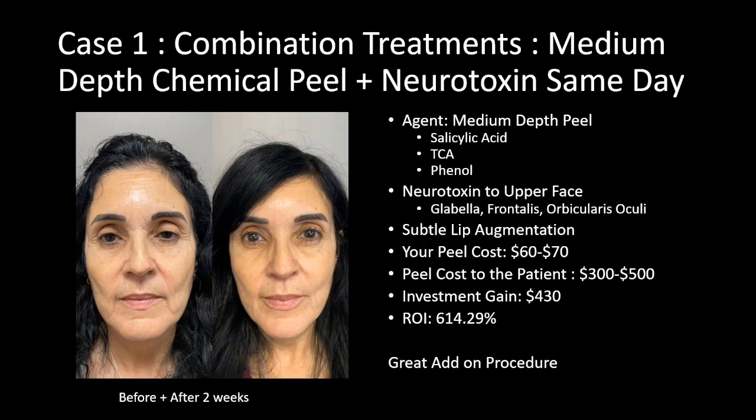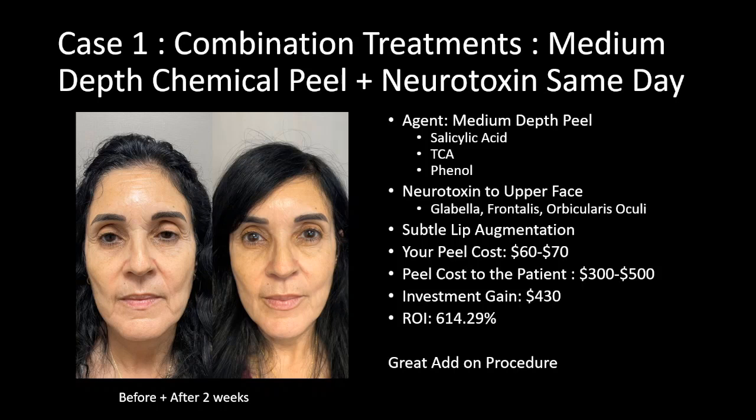So this first case, this lovely lady came in and she wanted textural improvement to her skin. She was open to getting neurotoxin as well. So I treated her with a medium depth peel, but since it's not CME, I treated her with a VI advanced peel, which is comprised of salicylic acid, TCA, phenol. We did inject neurotoxin to her upper face, glabella, frontalis, her orbicularis. She did get a subtle lip augmentation. And so she actually got a wonderful result just from those things, something similar to what a laser would give.